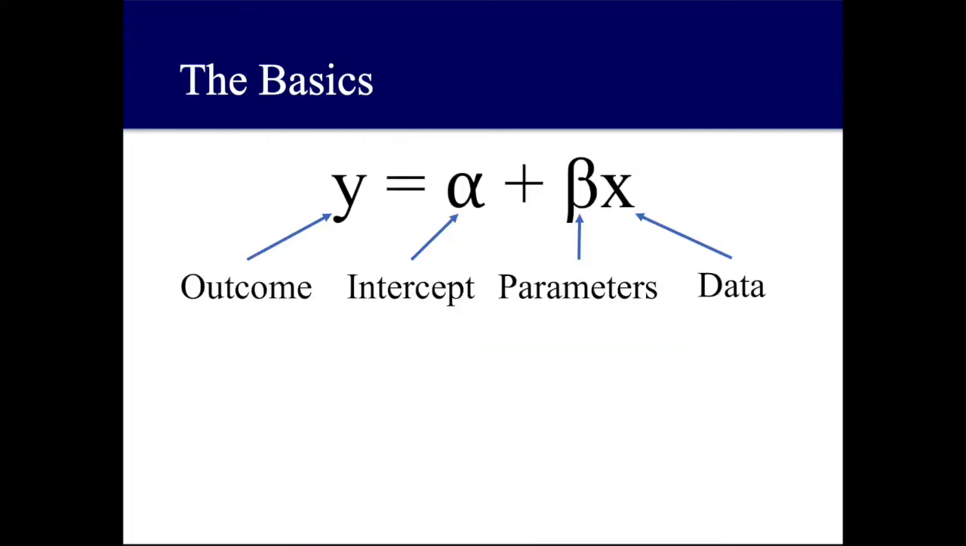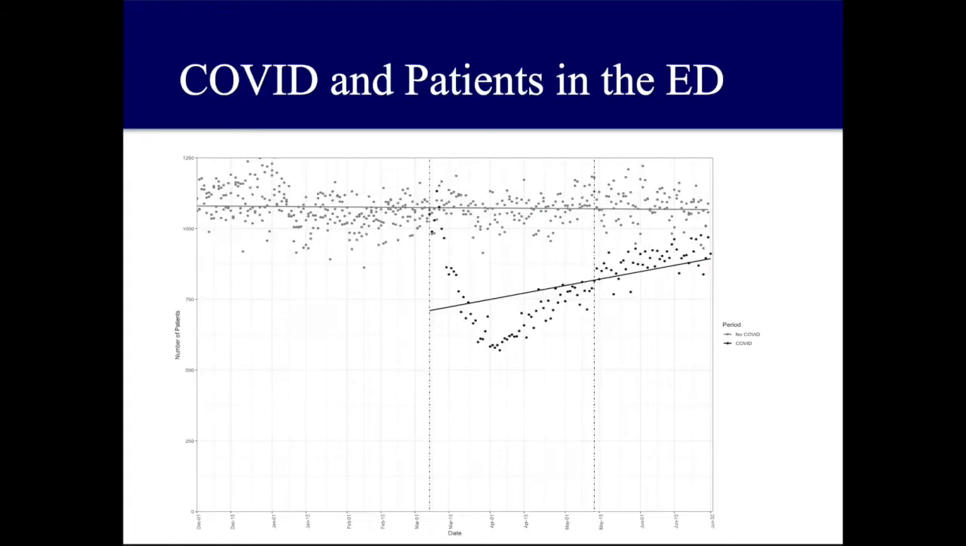You may recognize this formula from your high school algebra class. This is the simple formula for drawing a line. The line helps you understand the relationship between some data and some outcome. I'll give you an example to show you how this works.